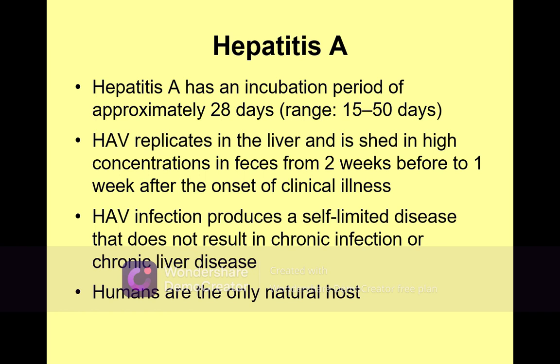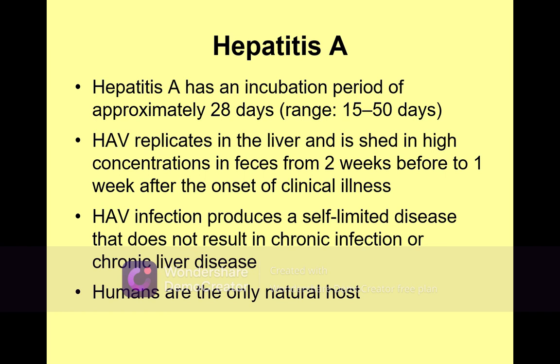The incubation period ranges from 15 to 50 days, and it is approximately 28 days. If somebody has taken some food outside, acute food poisoning occurs and goes off, and then after 28 days he develops nausea, vomiting, and yellow discoloration, etc. It is possible after 28 days.